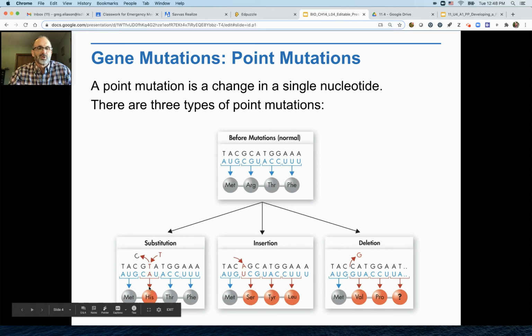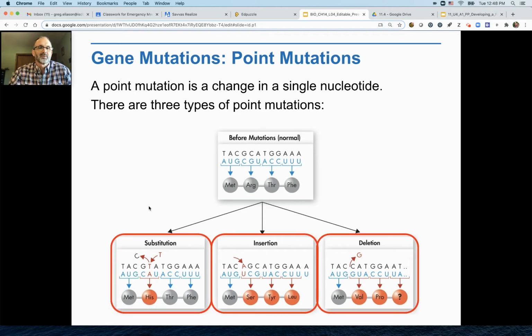So that changes the amino acid. Remember, these threes are called codons, groups of three, and each one of those codes for an amino acid. And amino acids are what builds the proteins. And so if you change the amino acid, you potentially change the shape of the protein. And because life is three-dimensional, it may or may not have an effect on the organism.